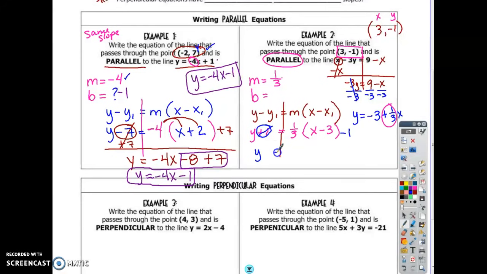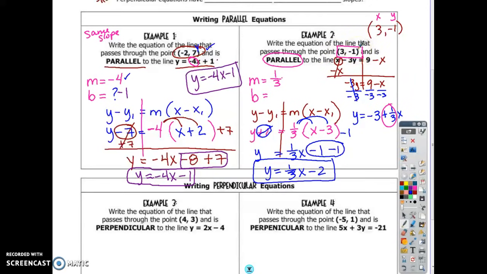And that leaves me with y equals, distribute. 1/3 times x is 1/3 x. And 1/3 times -3 is a -1. Bring down the minus 1. What does this give you? -2. So my equation would be y equals 1/3 x minus 2. That means they have the same slope, right? 1/3. They're parallel, and it goes through that point 3, -1.